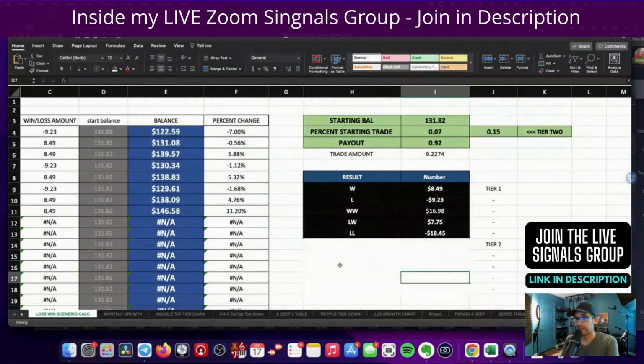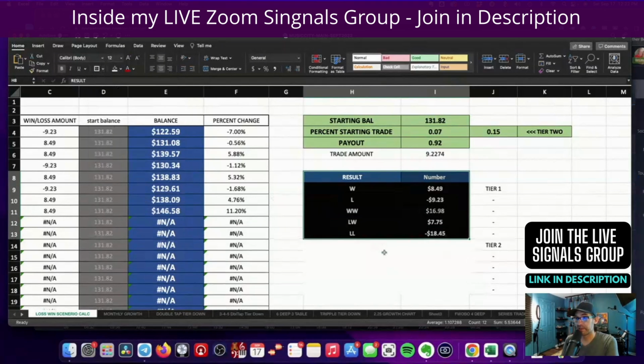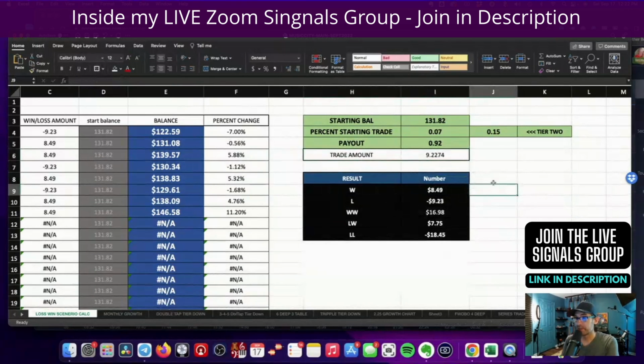This is the chart I'm prepping. I'm writing a book right now, and a lot of this stuff is going to be in the book. I'm glad that I'm taking my time writing the book because I keep finding more and more great strategies.